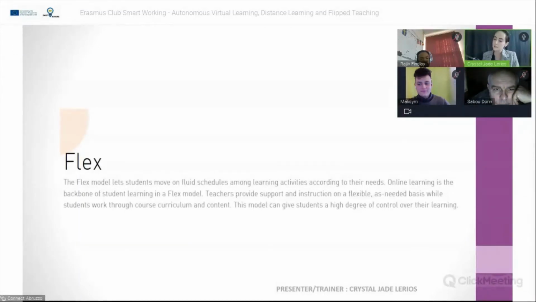So flex is not a rotation model. It's its own category. Sorry. So the flex model lets students move on a fluid schedule among learning activities according to their needs. Online learning is the backbone of student learning in a flex model, and teachers provide support and instruction on a flexible, as-needed basis while students work through course curriculum and content. This model can give students a high degree of control over their learning. Next slide.